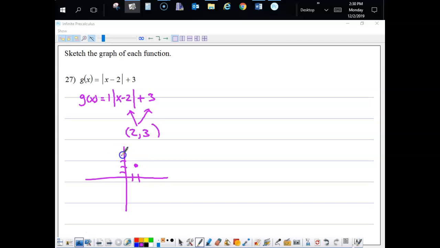My slope is 1, so I'm going to go up 1, right 1, up 1, left 1, and there you go. So we're done. The rest you guys can work on now until the end of class if you want to, or you can save it for homework. That's up to you.